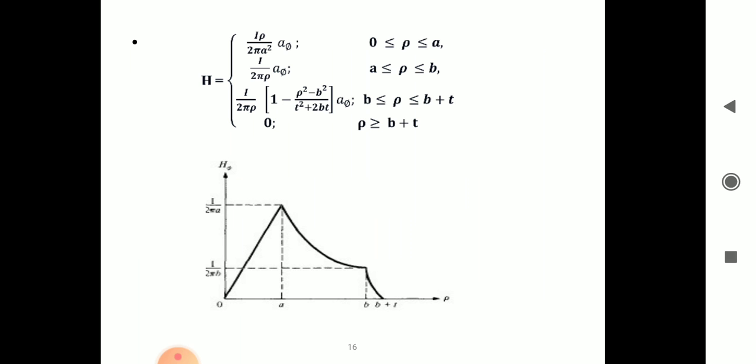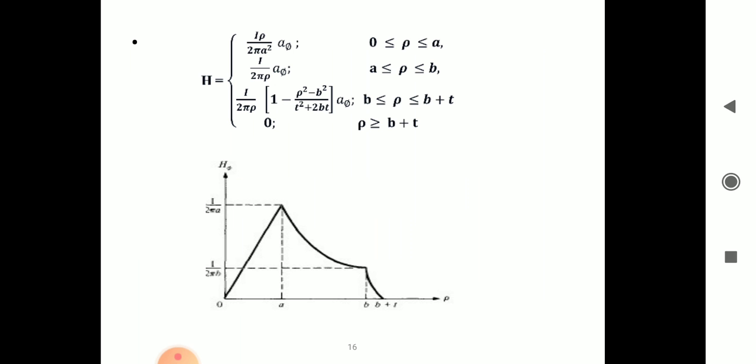H is equal to I rho by 2 pi a square a_phi for rho from 0 to a, that is the inner conductor. I by 2 pi rho a_phi, that is from a to b. I by 2 pi rho times 1 minus (rho square minus b square) by (t square plus 2bt) a_phi, that is from b to b plus t, and greater than this, zero.